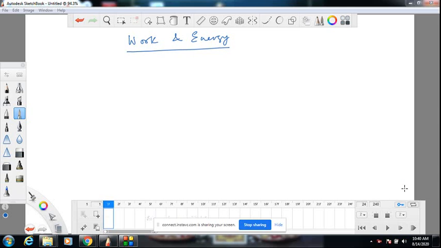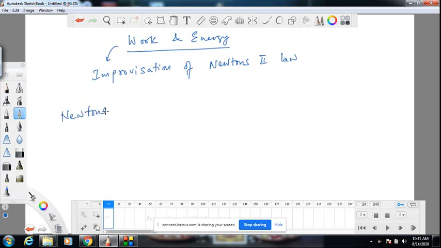So this topic, work and energy, is actually an improvisation of Newton's laws, of Newton's second law particularly, because we are going to see what is called the work energy theorem, which is actually a modified form of Newton's second law. If you take Newton's second law and modify it in a certain way, you get what is called the work energy theorem.